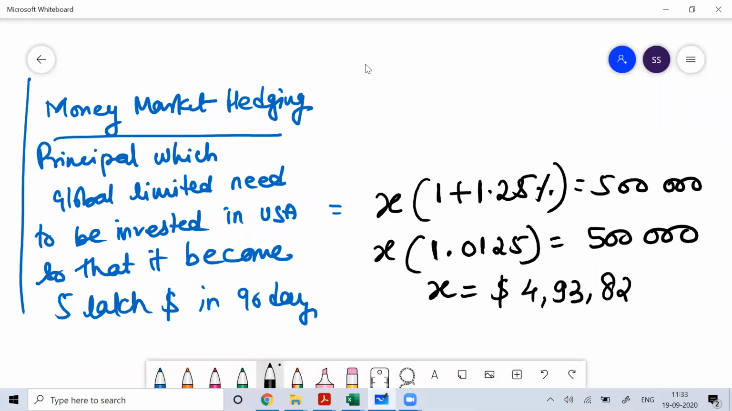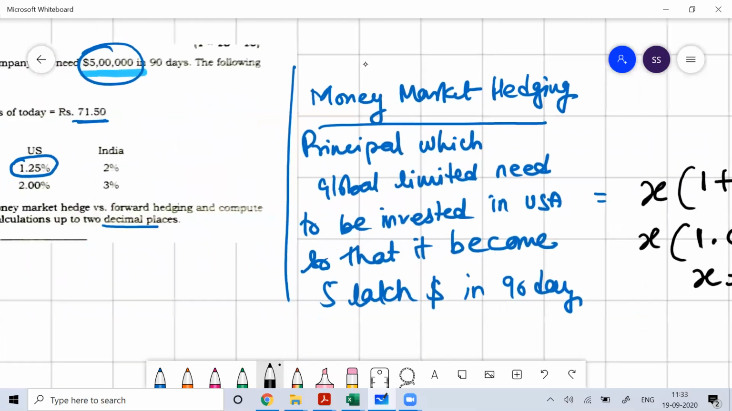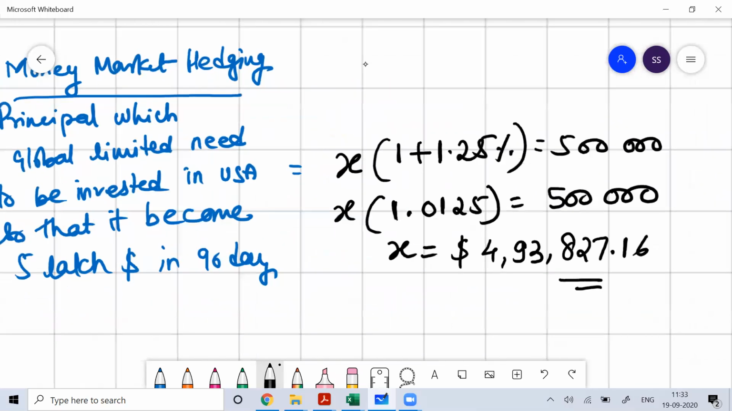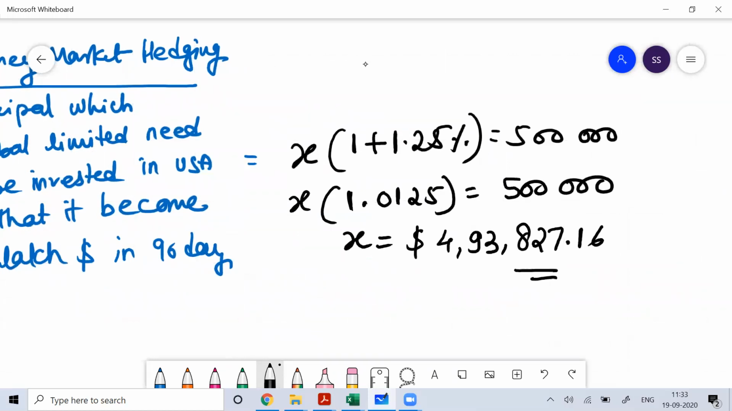4,93,827.16. So this much dollar, the global limited. So the global limited, how much money they should invest in USA for 3 months so that it becomes $5 lakh in 90 days? That amount is 4,93,827.16. Okay, so they need to invest this much.